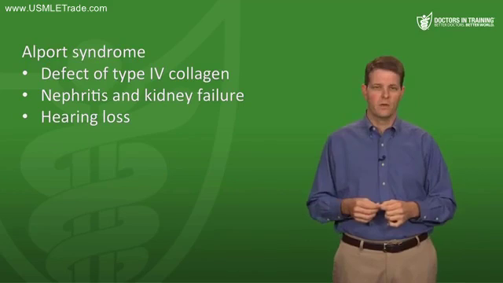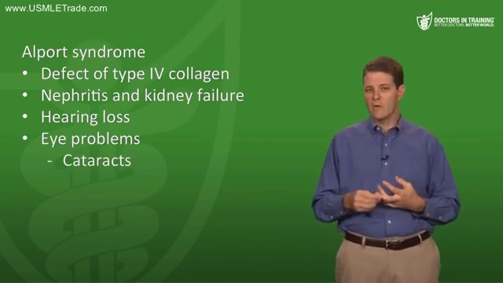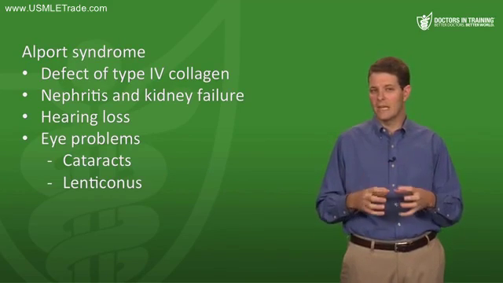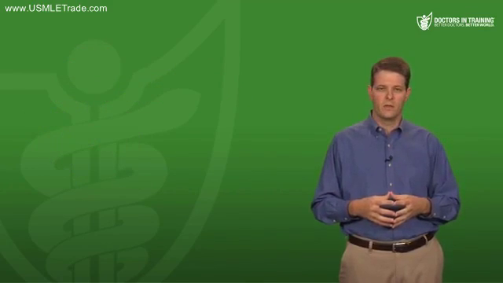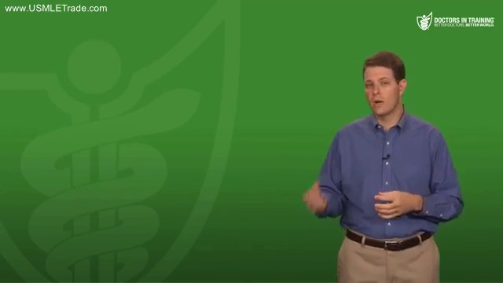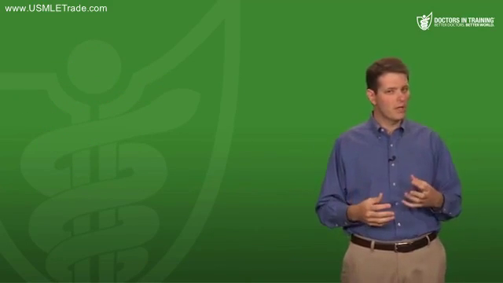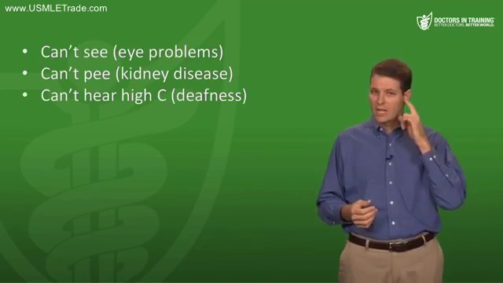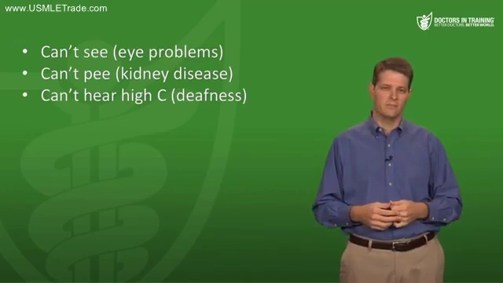Alport syndrome. Then also sometimes you might see eye problems, specifically cataracts or something called lenticonus, where you have thinning of the capsule around the lens because the basement membrane of the lens also has type 4 collagen. So if you remember the mnemonic for reactive arthritis, can't see, can't pee, can't climb a tree, you can change that mnemonic around a little bit for Alport syndrome so it becomes can't see, can't pee, can't hear high C: eye problems, kidney disease, and deafness.